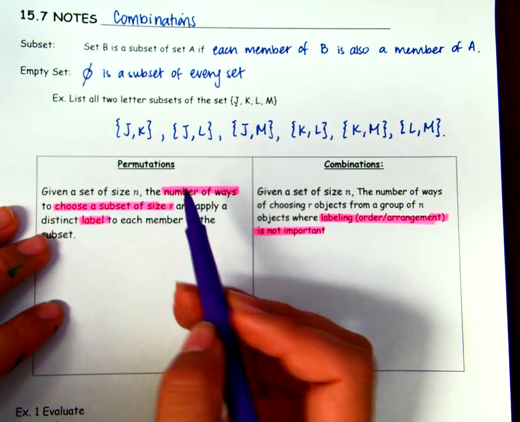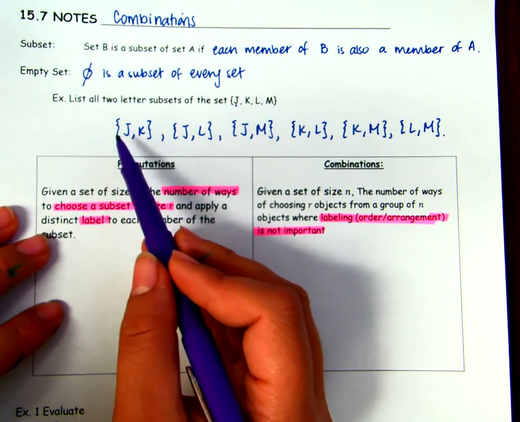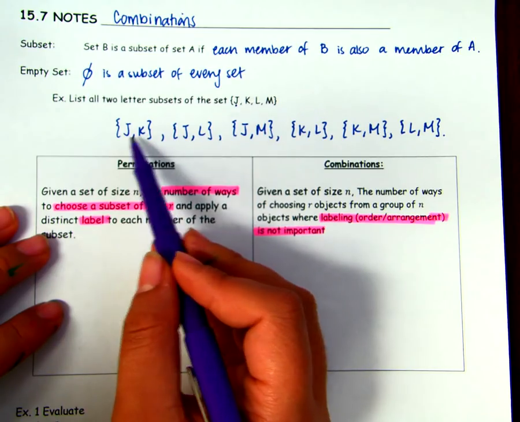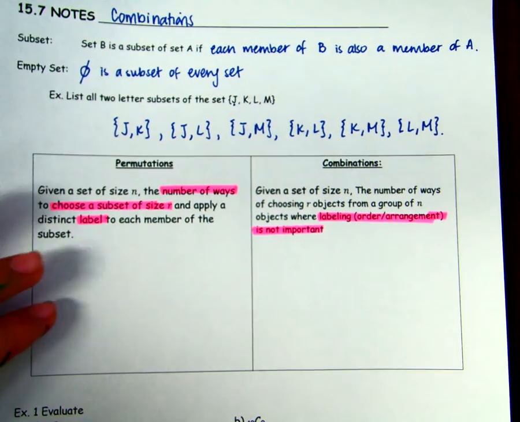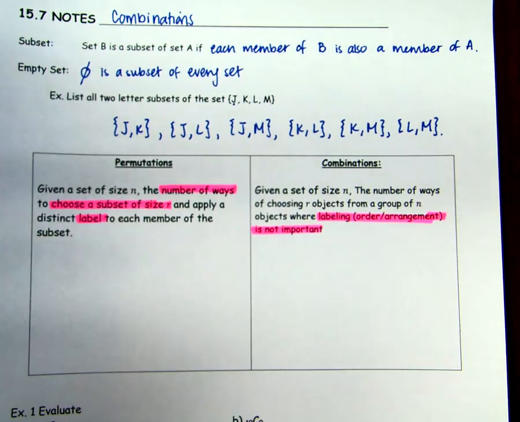You'll notice that JK is a group, but I don't repeat KJ. Notice that JK only appears once. So it's like saying that in my class, a group of Miss Knudsen and Bueno is the same thing as a group of Bueno and Knudsen. So the order in which I say these things doesn't matter. We still belong to the same group. So that's pretty much what a combination is.